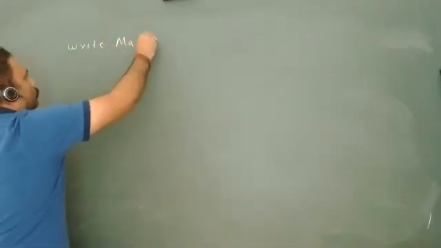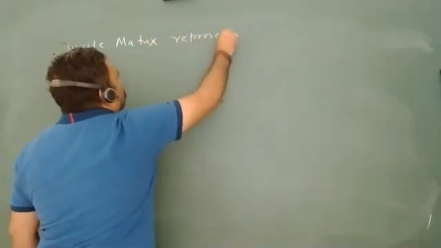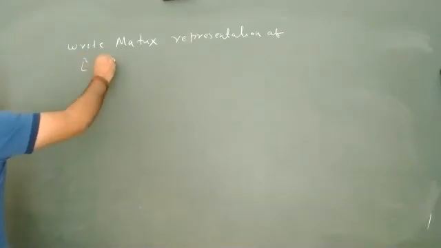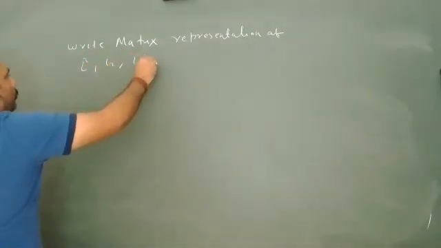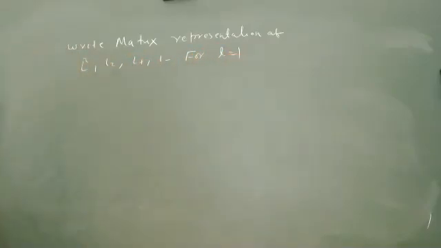How will we write the matrix form of Lx, Lz, Ly, and L plus, L minus? So let's try to write the matrix representation of L square, Lz, L plus, L minus for L equal to 1. We have to just write the matrix representation, and we know how to write the matrix.